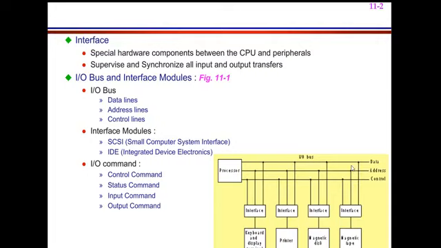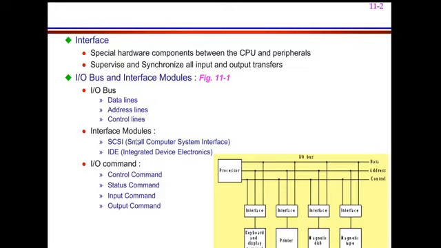We have three I/O buses: one is your data lines, the second is your address lines, and the third is your control lines. You know the functionality of data lines: they are used to carry the data. Address lines are used to carry the addresses. Control lines are used to give status or control inputs to the I/O devices.